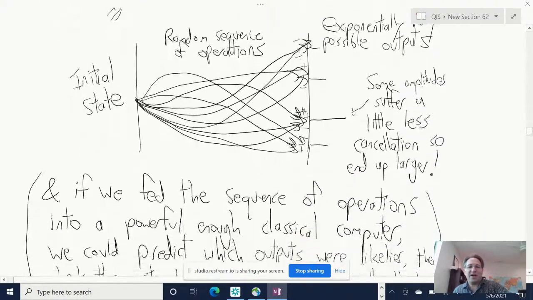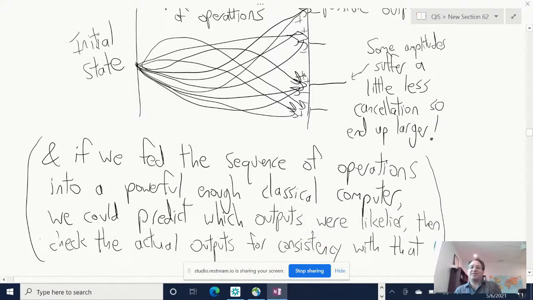But now the point is, if we've got a powerful enough classical computer, and if the classical computer knows the complete sequence of operations that the quantum computer was applying, then it can simulate this entire setup, and it could predict which outcomes are likelier than others. So now when we run the actual experiment and we see even just a small number of outputs, we can do statistics on them. We can say, are we preferentially seeing the outputs that were predicted by our classical computer to be the more likely ones? And that is exactly what is done in these quantum supremacy experiments.